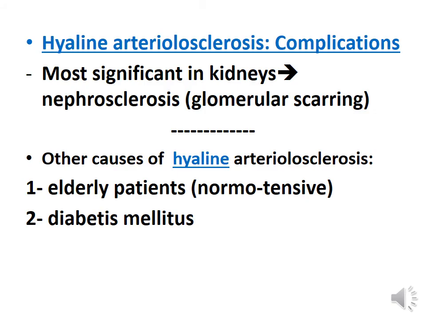Hyaline arteriolosclerosis can affect any organ, but it's most profound in the kidney. In the kidney, this chronic damage that affects the arterioles will eventually lead to nephrosclerosis, or what we call glomerular scarring, and this will lead to chronic renal failure with time. There are certain other conditions that might lead to hyaline arteriolosclerosis without the presence of hypertension, and these are diabetes mellitus, as well as part of the aging process. So elderly people, even if they are normotensive, might develop progressive hyaline arteriolosclerosis.